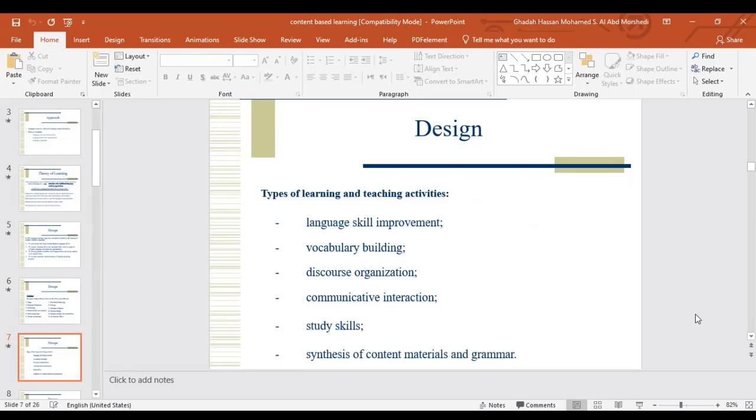So when you think about the design, what kind of activities will you use with your students? So the activities will be focused on, for example, if you are trying to improve a language skill or vocabulary or discourse organization related to discourse or text analysis. You might focus on communication or study skills, or maybe grammar, or how you synthesize content materials. So it depends. You connect all that with the language through your content.